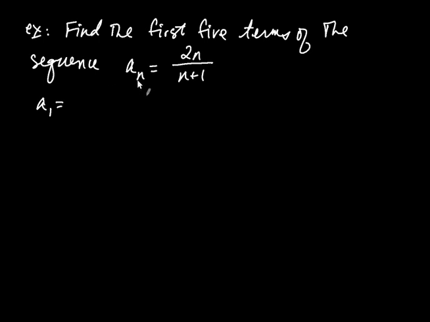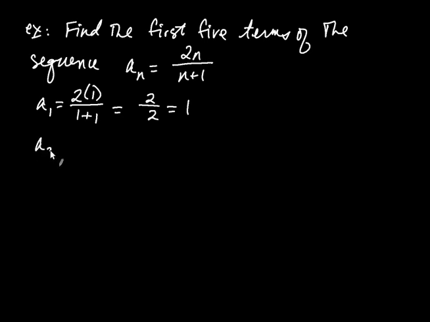Well, you plug in 1 for n. So 1 goes here, and a 1 goes there and there. So it's going to be 2 times 1, because it's the first term, divided by 1 plus 1. And so we're looking at 2 over 2, or 1. Okay, so the first term is 1.